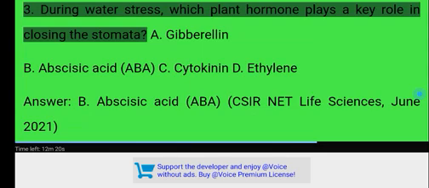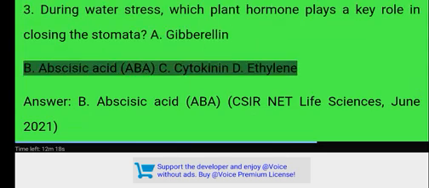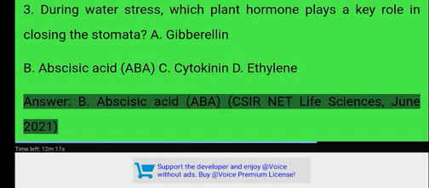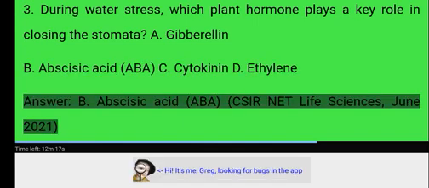3. During water stress, which plant hormone plays a key role in closing the stomata? A. Gibberellin, B. Abscisic acid (ABA), C. Cytokinin, D. Ethylene. Answer: B. Abscisic acid (ABA). CSIR NET Life Sciences, June 2021.